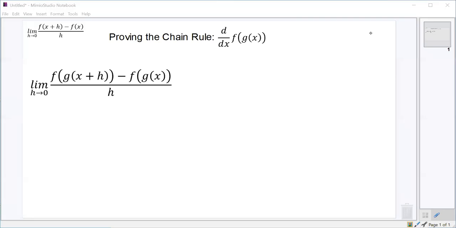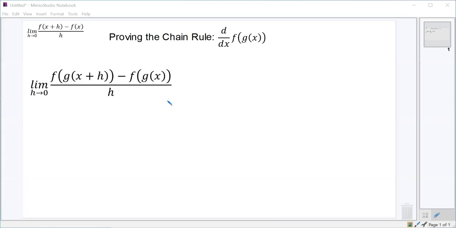In this video, we're going to prove the chain rule for derivatives. So a chain rule is used anytime you have a composition of two functions, f of g of x. And just like all of the other proofs for all of the derivative rules, we're going to use the limit as h approaches 0 of the difference quotient. So I've already got that in here. The limit as h approaches 0 of f of g of x plus h minus f of g of x all over h.